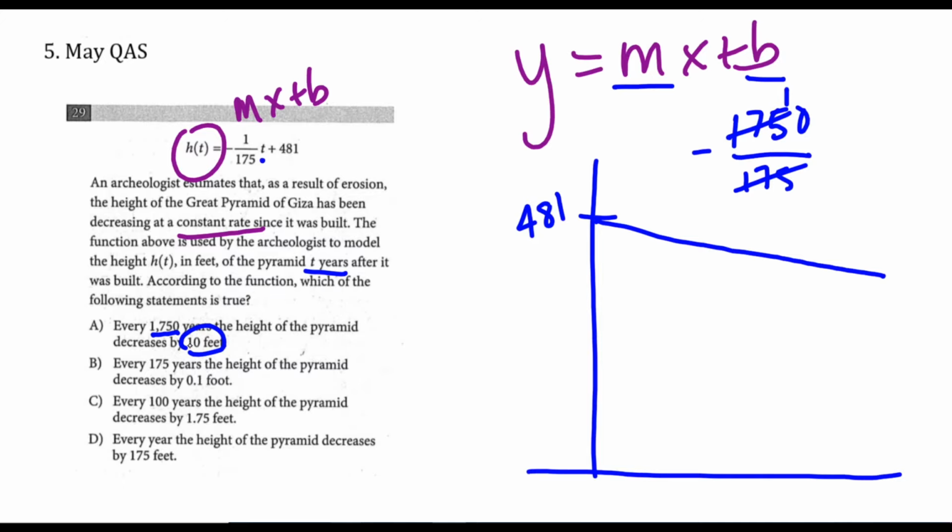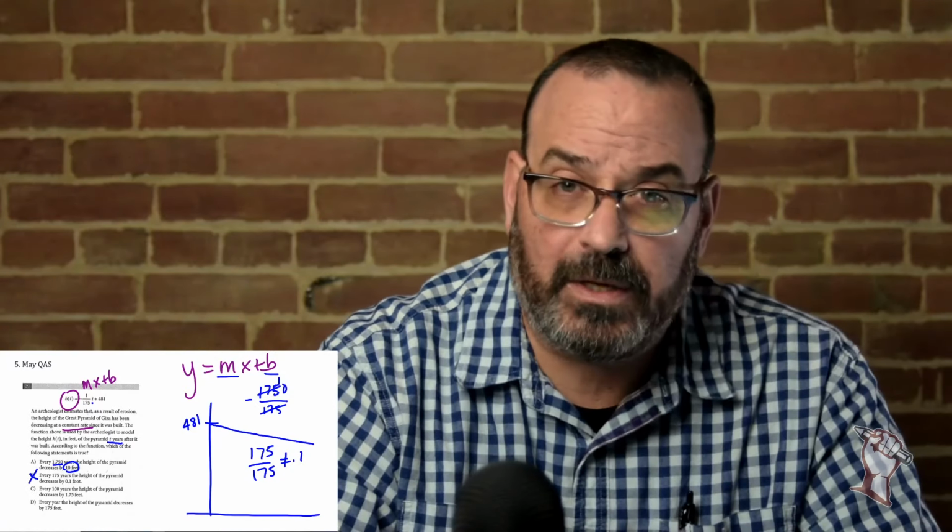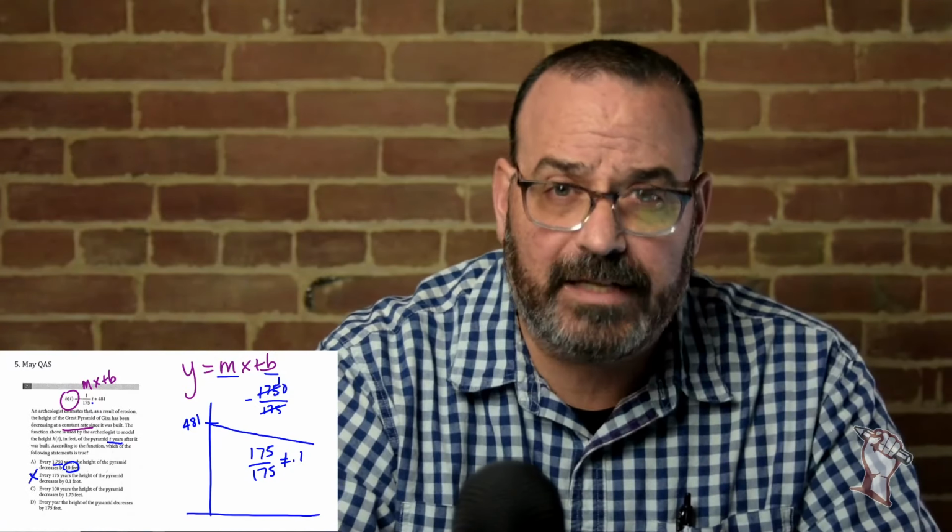That looks pretty good. Every 175 years, the height of the pyramid decreases by 0.1 foot. So 175 divided by 175 is not 0.1. That's 1 foot. So that's wrong. Every 100 years, the height of the pyramid decreases by 1.75 feet. This doesn't even make sense since the pyramids are thousands of years old. If every 100 years it went down 2 feet, it would be absolutely zero. That doesn't even make sense. And every year the height of the pyramid decreases by 175 feet. I mean, this thing would just be falling right into the sand.